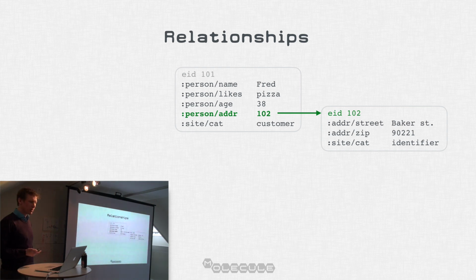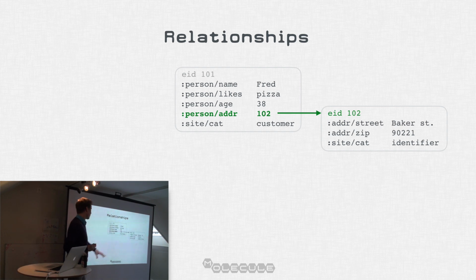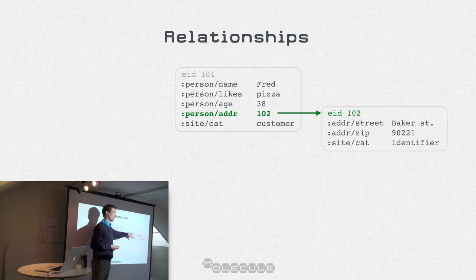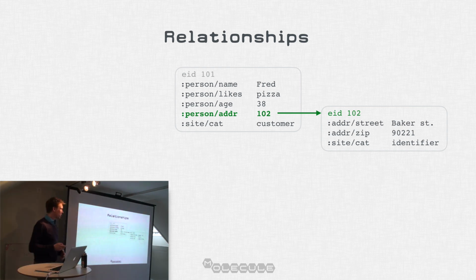Then you have relationships, where you have an entity value here, which is a reference. So you define this attribute as a reference. When you define it as a reference, it means that the value is pointing to another entity. So here you have an entity 102, which has some series of facts. So that's how you make a relationship.